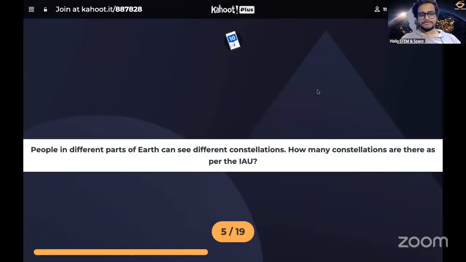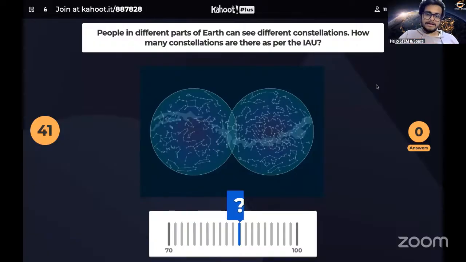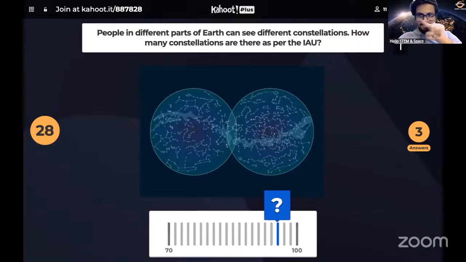People in different parts of the earth can see different constellations. How many constellations are there as per IAU? Oh, IAU. How many constellations has IAU fixed? So you can slide and tell your answer, how many constellations has IAU fixed.